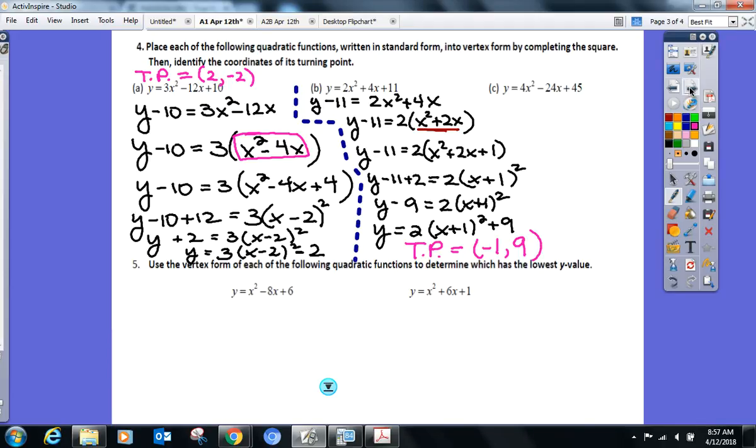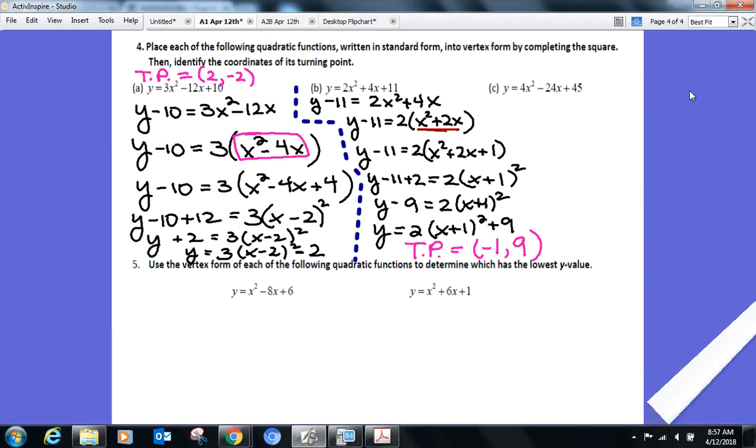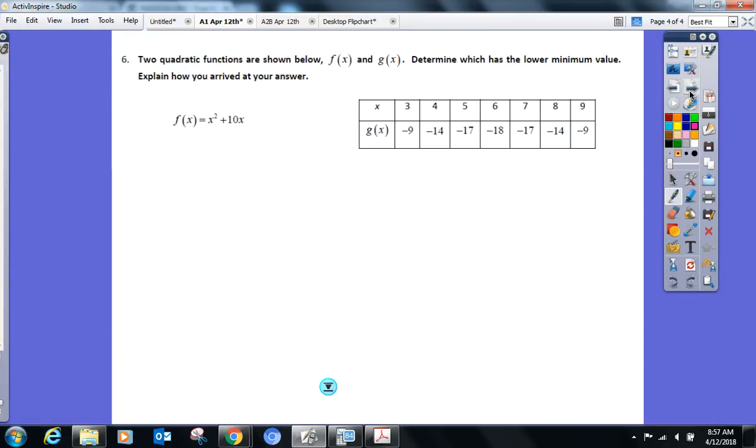All right, I got one. I'll do this last one with you. I'll let you read through that, determine which one has the lower minimum value. You got x squared plus 10x, and you got your table here. Okay, got it.